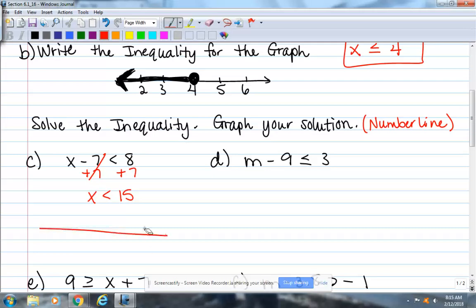So draw, that's a very crooked number line. So draw yourself a line. Put 15 on there. And then 16 is above it. 14 is below it. Does 15 get an open circle or a closed circle? Open. And which way do we shade for less than? To the left. Less than goes left. Double L. Yep, double L. Less than goes left.